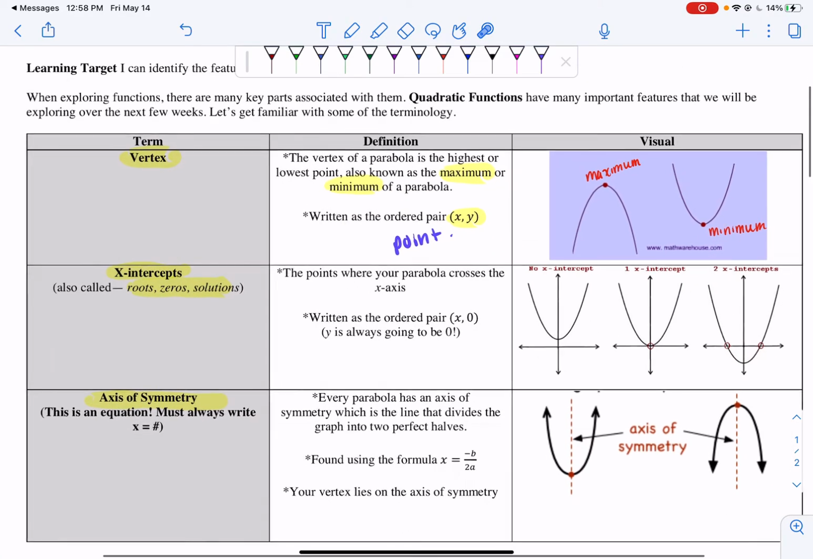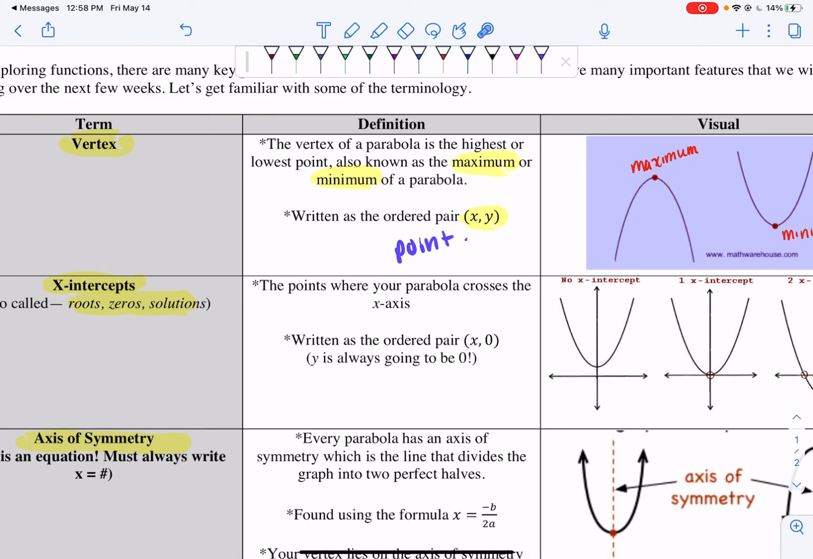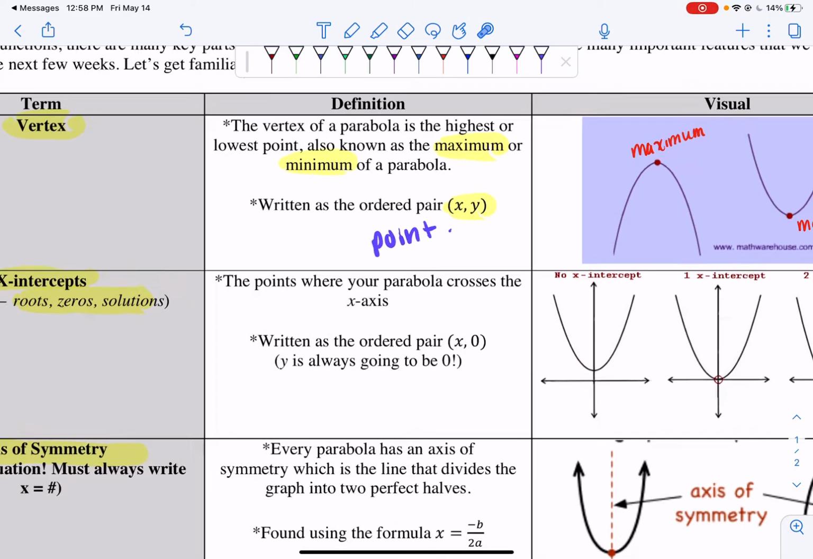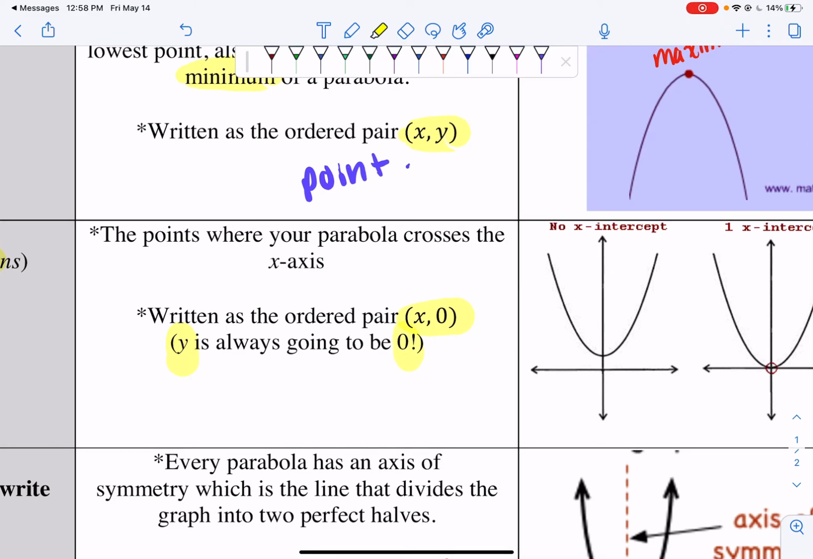Your X-intercepts are also called your roots, your zeros, and your solutions. These are the points where your parabola crosses the x-axis. Miss Townsend and I are going to most likely just stick with X-intercepts, but if you ever see a question that says the word roots, zeros, or solutions, it's the exact same thing. It's the points where your parabola crosses the x-axis. It's always written as the ordered pair (x, 0), and y is always going to be 0!